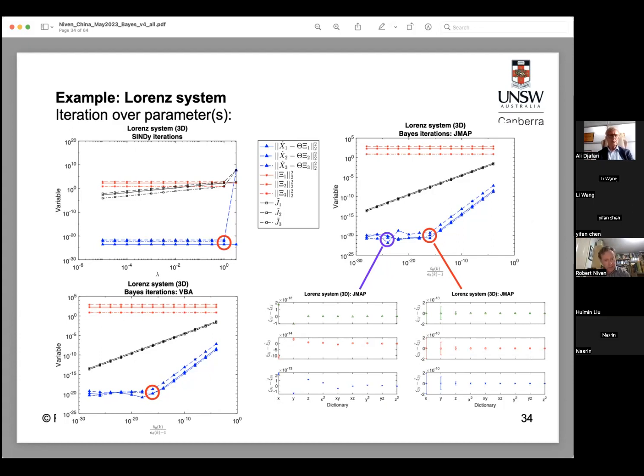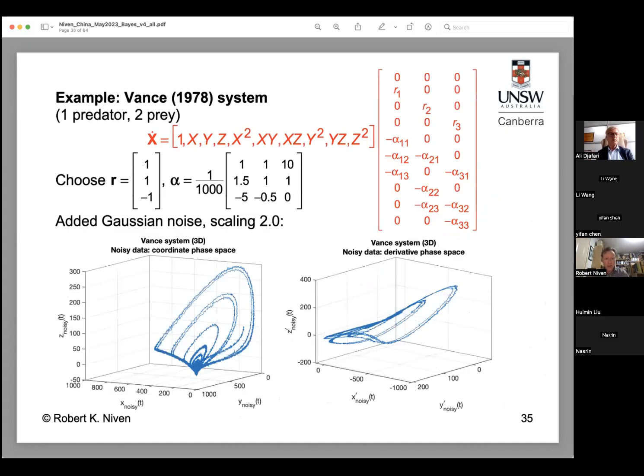So that's the Lorenz system. Now I'm going to talk about a few other systems. There's this strange system, which those of you familiar with dynamical systems will know from biological population systems, predator-prey systems in particular. This one is a 3-species system with 1 predator and 2 prey. And so there it is.